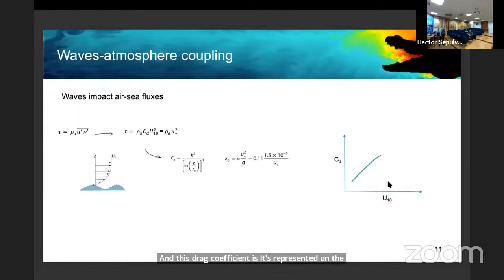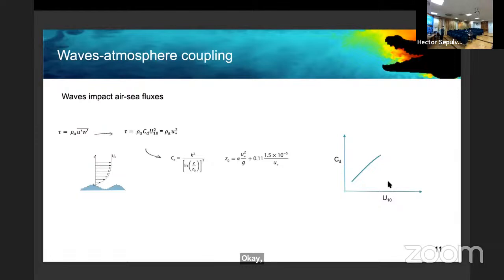Most of the time it's taken as a function of the wind speed. So we're considering that the higher the wind speed, the higher the waves, and the rougher the surface. But here we consider that waves are linearly related to the wind speed, and roughness is related to the wind speed with this relation.